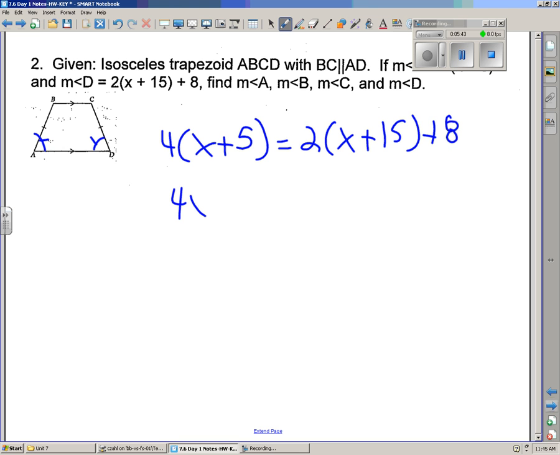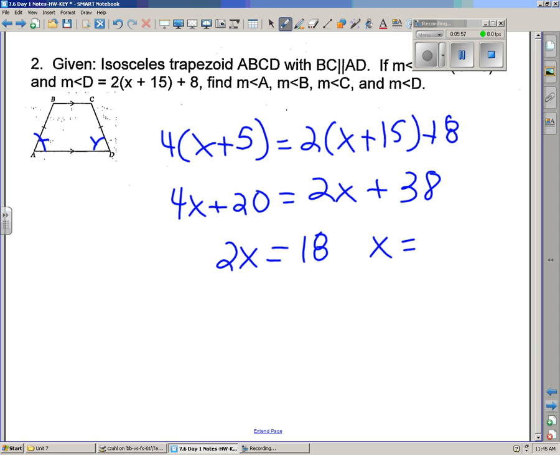Well, this becomes 4x plus 20. This becomes 2x plus 30 plus 8, which means 2x plus 38. Subtract 2x from both sides, subtract 20 from both sides, and x is 9. So then when you start plugging stuff in, angle A, which is the same as angle D, will plug in 9.